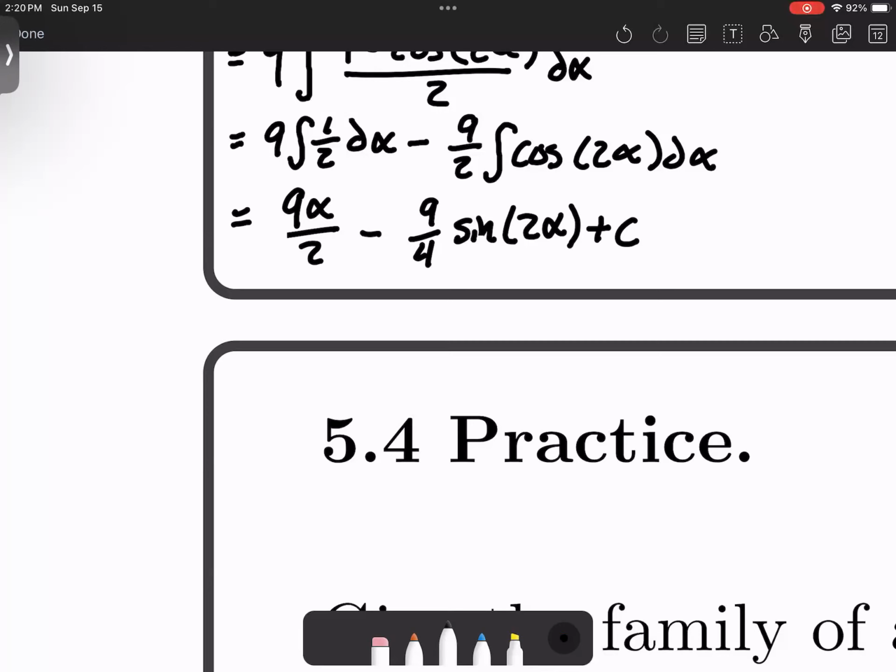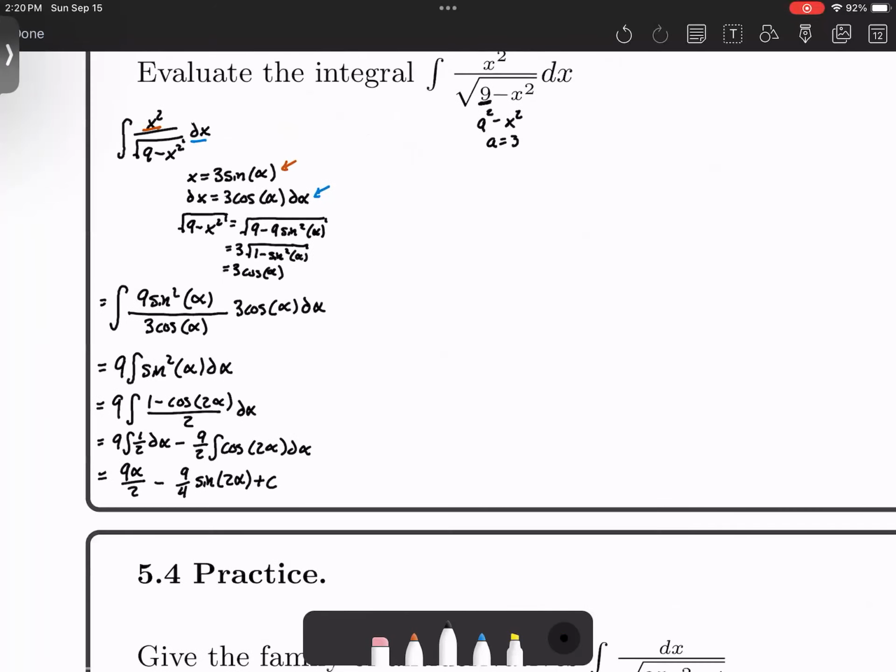Okay. Last thing to do is just to go back and find how to replace all of these alphas with our original variable x. So let's think about this term here, the 9 alpha over 2. I can use this relationship and solve that for alpha and find that alpha is equal to the arcsine of x over 3. So this 9 alpha over 2 becomes 9 arcsine x over 3 over 2.